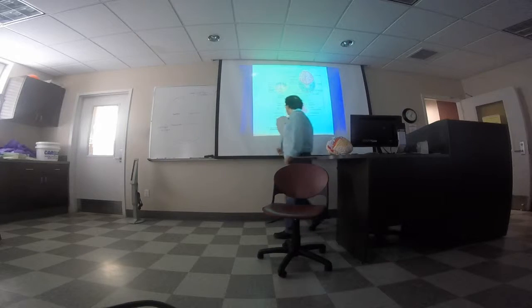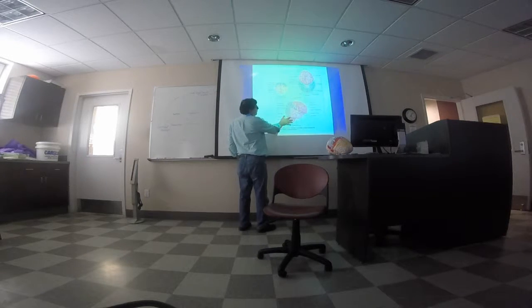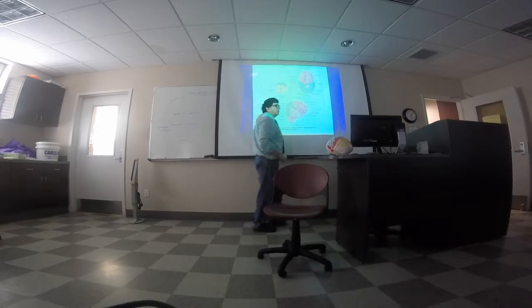Now, note that the cerebellum sits right below the occipital lobe. That's where it's situated.